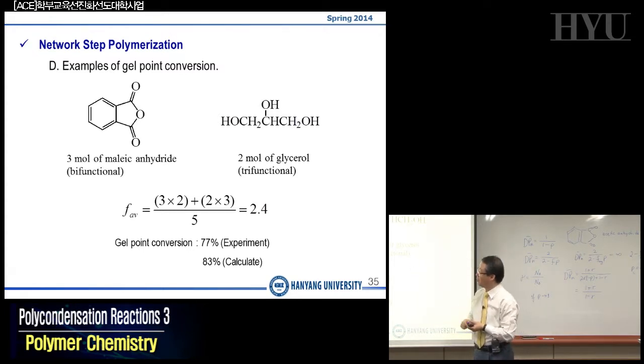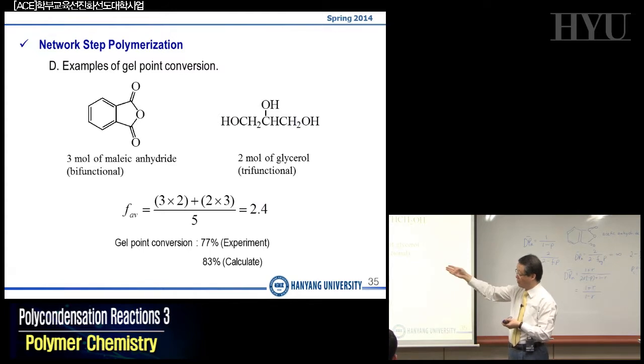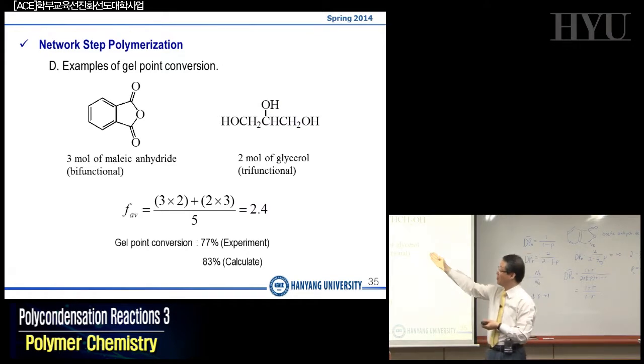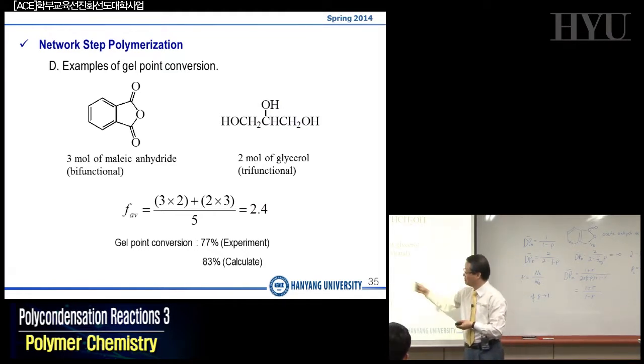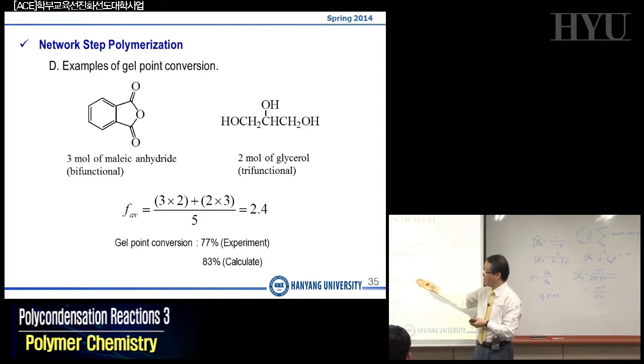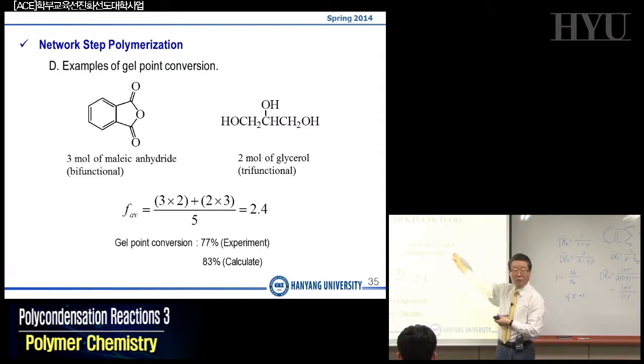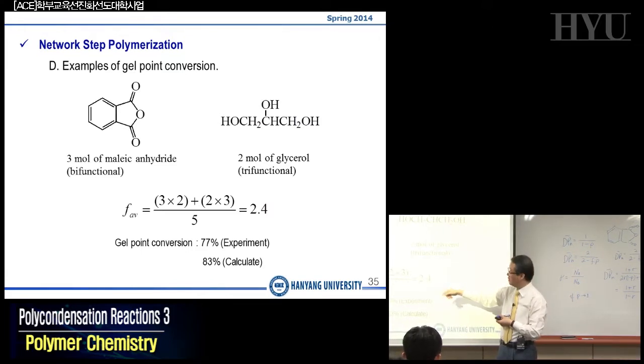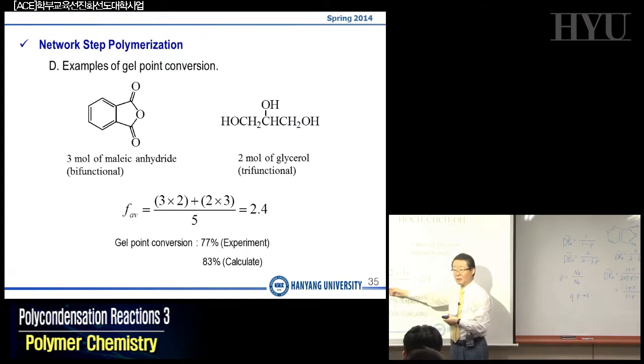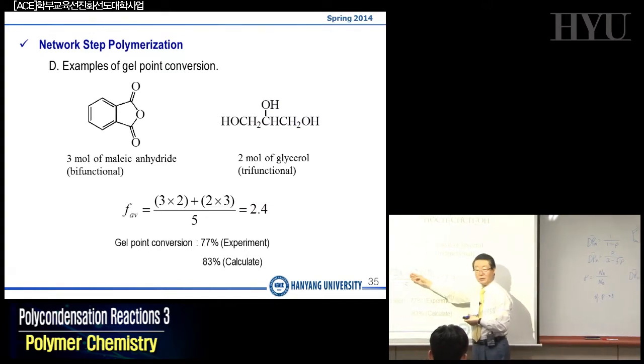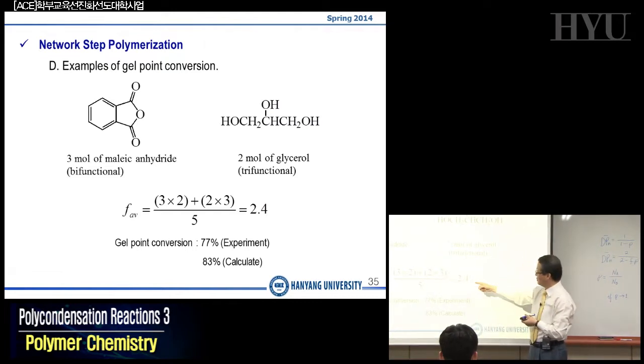So we have 3 moles of maleic anhydride, which is bifunctional. So we have 6 functional groups on the left-hand side. We have another 6 functional groups on the right-hand side. F average can be defined as the total number of functional groups divided by the total moles of molecules that you have. Okay? So we have 5 moles in the denominator, and we have 6 functional groups of each. Okay? So the average functionality will be about 2.4 in this reaction system.